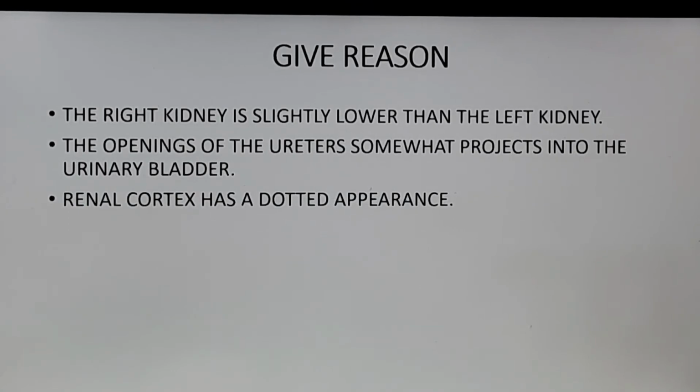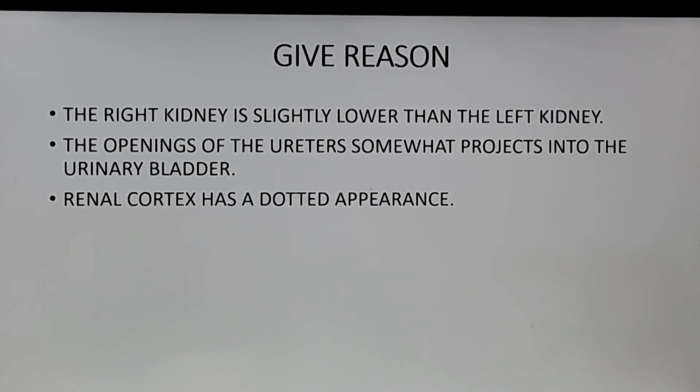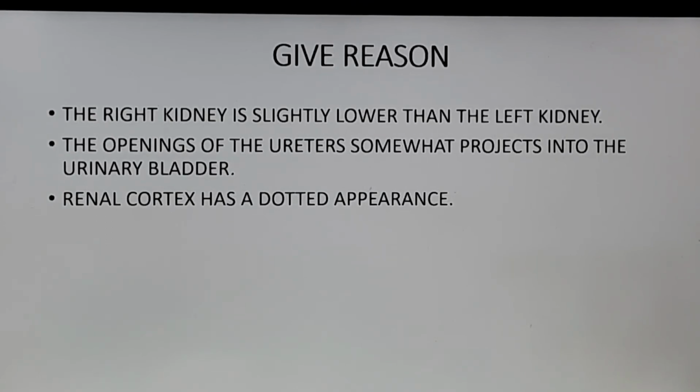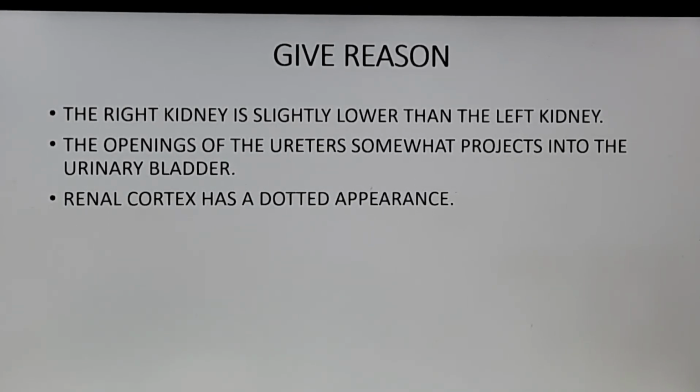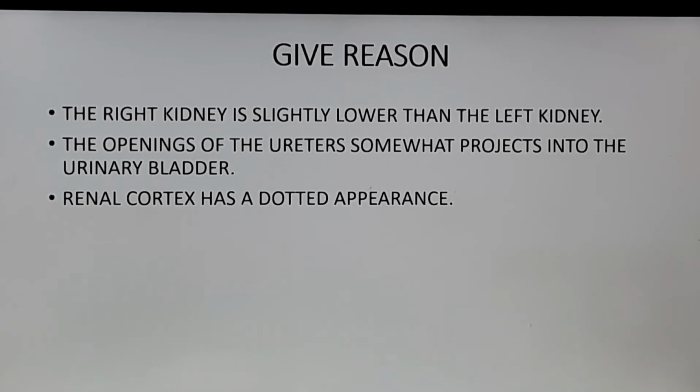Renal cortex has a dotted appearance. Why? What is the reason? Because it is in the renal cortex that the Bowman's capsule along with the glomerulus and the PCT, DCT are present, and it is the glomerulus, we know it is the tuft of capillaries, reddish color structures, because it is rich in blood. So the presence of the glomerulus in the renal cortex gives that dotted appearance to the renal cortex. So you have to mention that the renal cortex contains the Bowman's capsule along with the glomerulus as well as the PCT and DCT. Okay, so the presence of the glomerulus in the cortex gives the dotted appearance to renal cortex.